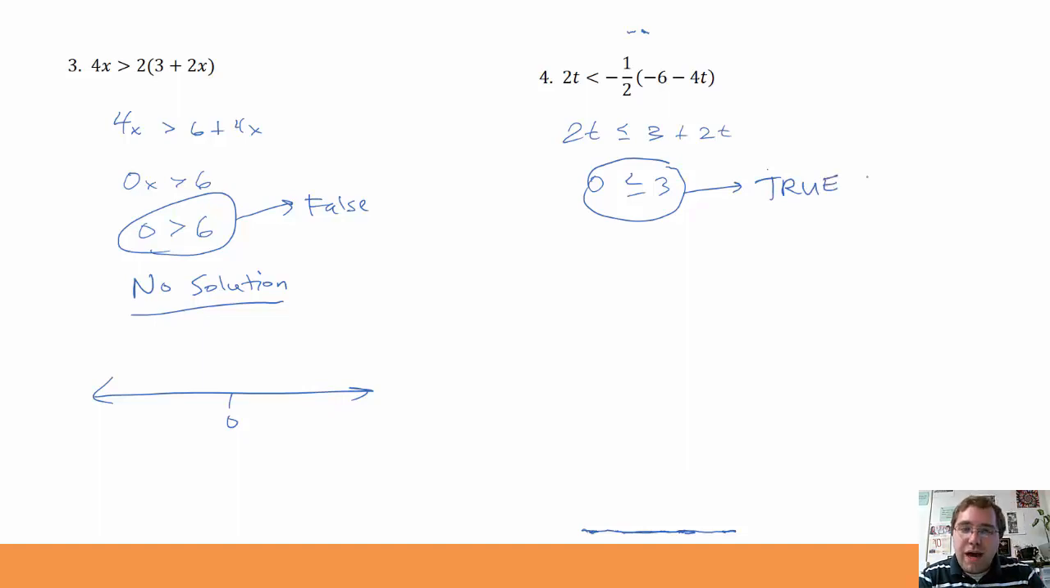So it doesn't matter what number I had plugged in for x, it would have worked. So the solution set is the set of all real numbers. Any number would make that inequality true. What does the graph of that look like? Well, it can be anything. We'll shade the whole number line.